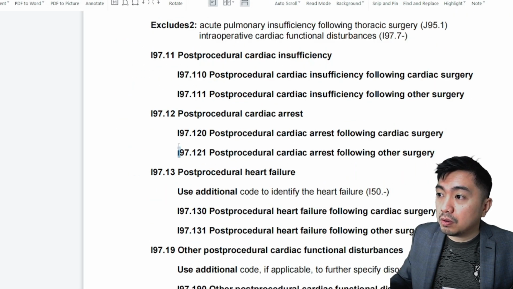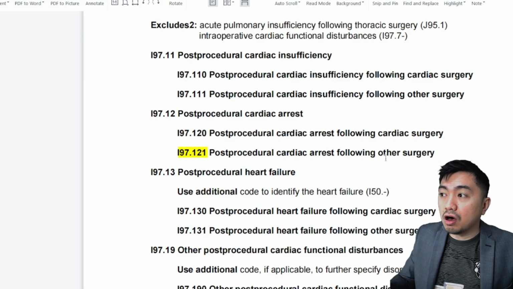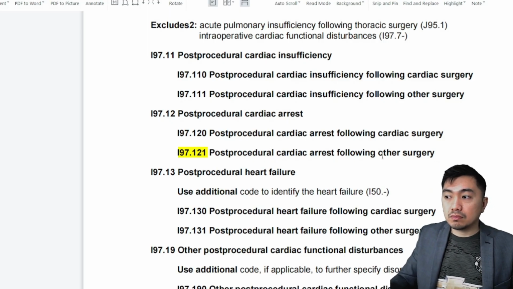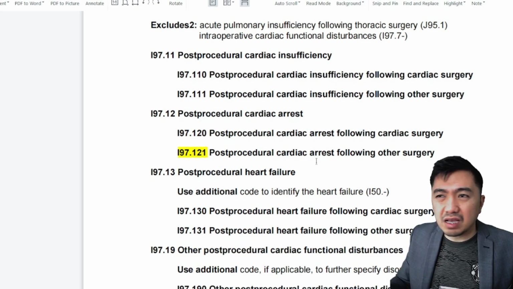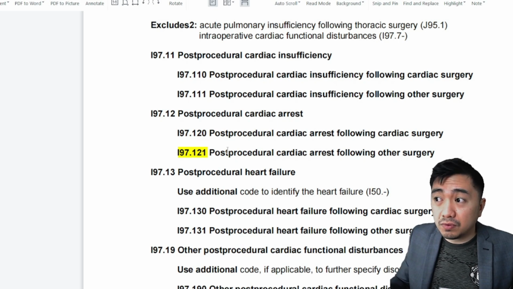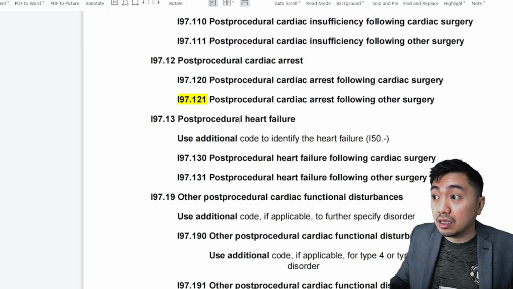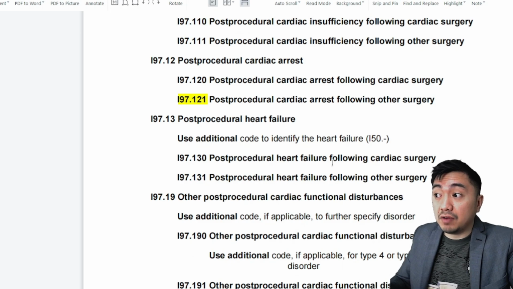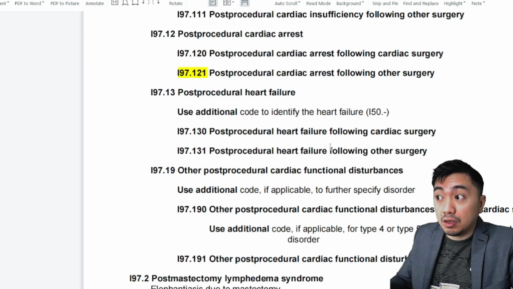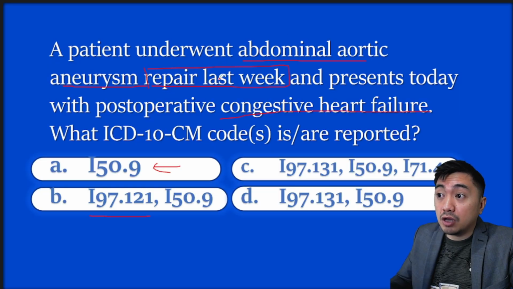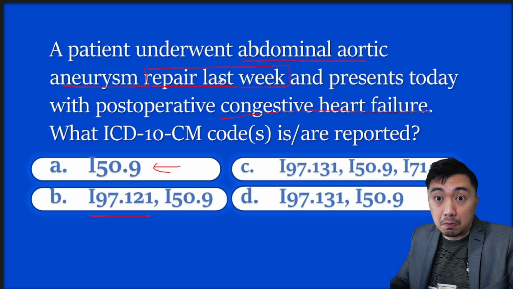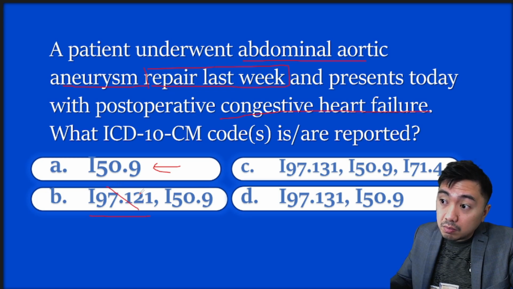Now, let's check I97.121. All right. Post-procedural cardiac arrest following other surgery. Is it cardiac arrest that happened? Or if you go here at the bottom, you have your I97.13, post-procedural heart failure. All right. So following other surgery. That other surgery was your abdominal aortic aneurysm repair. All right. So we can eliminate this.